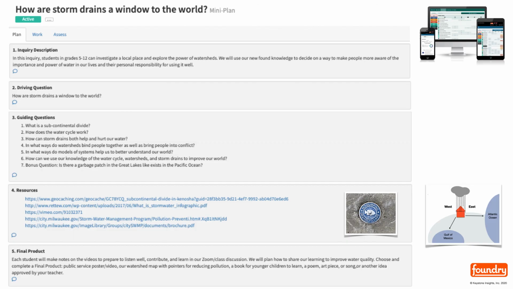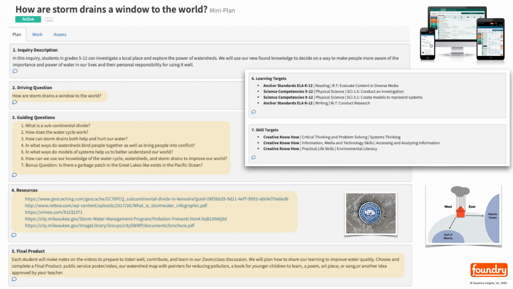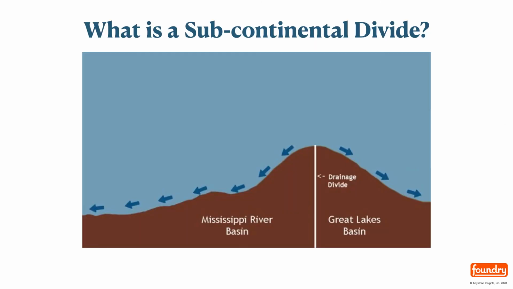So I've taken this big idea for a project, and I have entered it into Forge. Here are the driving questions and the resources and the final products that students are going to work on. All the standards and skills are right here. So let's get started with what's a subcontinental divide.